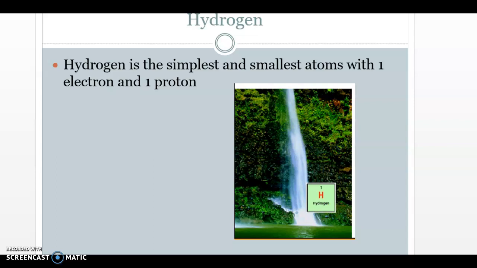Have you ever heard of the Hindenburg before? Those blimps that were used a long time ago. A lot of times they used hydrogen in those until they realized, oh, it burns, and it's not very safe, so they quit using it. But it's on the left side of the periodic table.